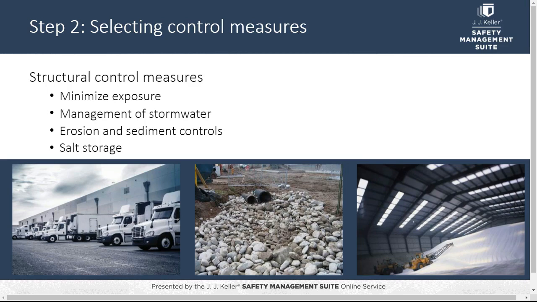Another type of structural control manages the flow of stormwater in a way to reduce the pollutants that are discharged from your site. These can include the installation of structures that divert, reuse, or contain stormwater. Depending on a specific site, examples include vegetation swales, berms, retention basins, inlet controls, infiltration devices, and so forth.